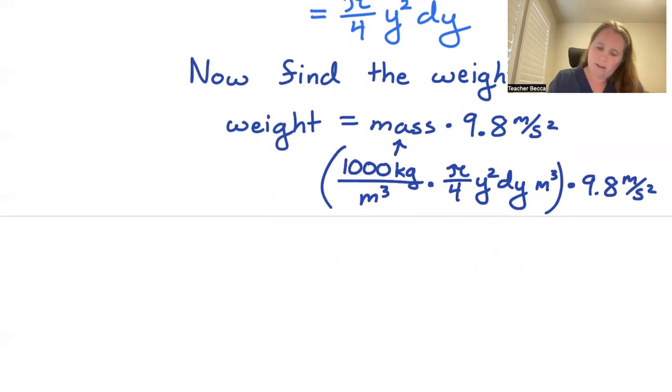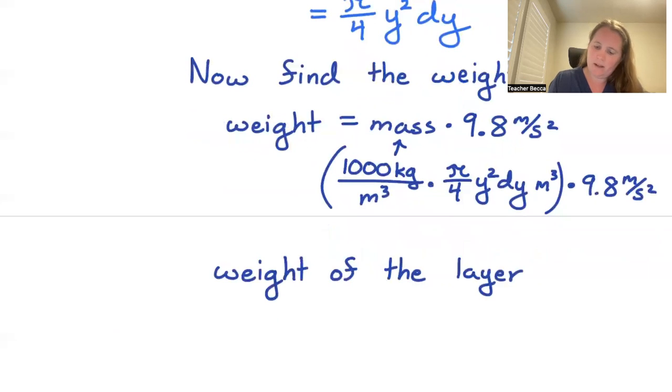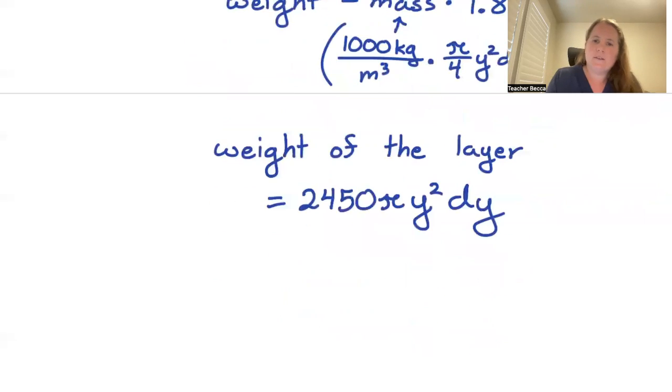So if we simplify this a little, we have that the weight of the layer is given by 1,000 divided by 4, which is 250. If we then multiply by 9.8, we're looking at 2,450 pi y squared dy. So this weight of the layer is the force due to gravity.